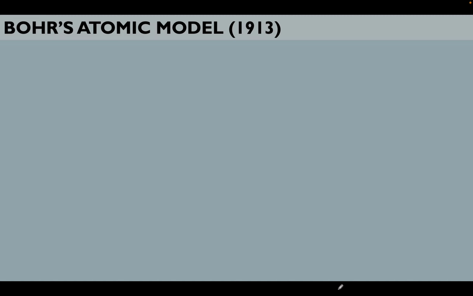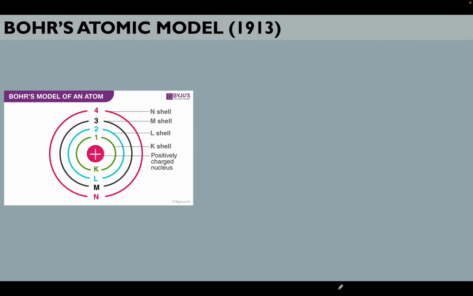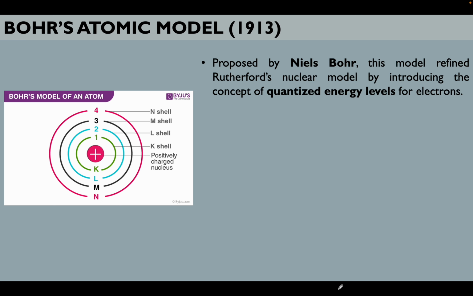Now, the second one is what we call Bohr's atomic model. It was proposed in 1913. This is an example of Bohr's model of an atom. Again, it was proposed by Niels Bohr. This model refined Rutherford's nuclear model by introducing the concept of quantized energy levels for electrons.